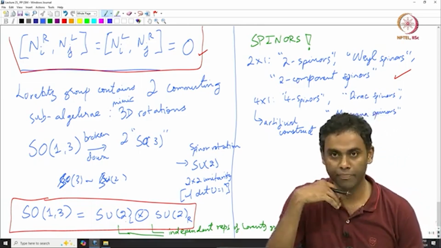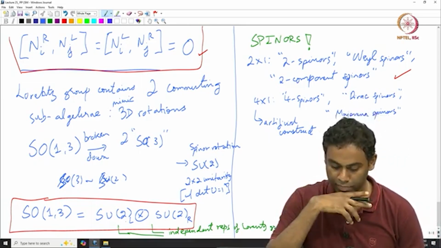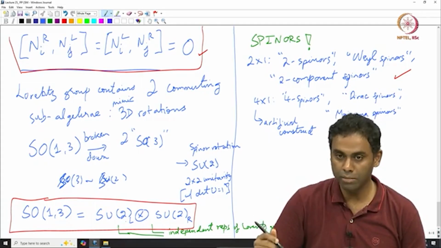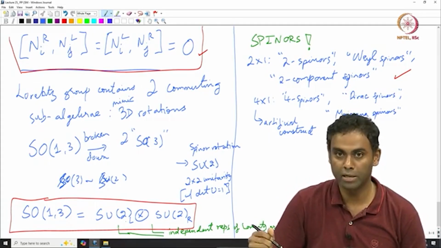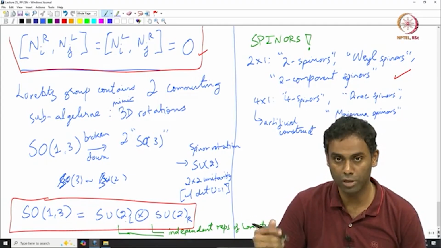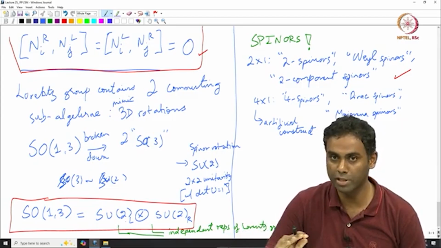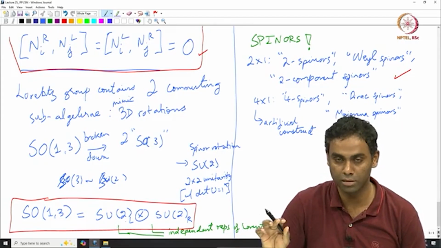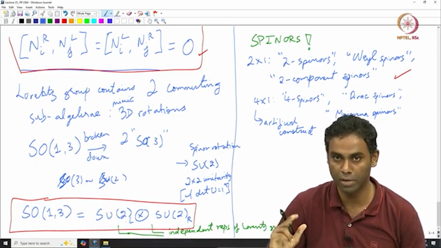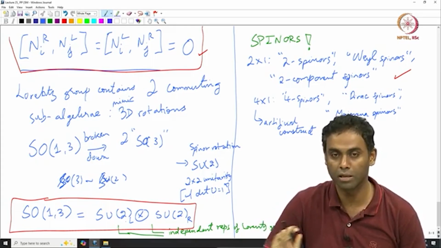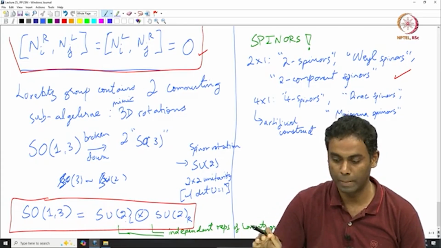What have we learned here? That spinors are nothing but yet another independent representation of the Lorentz group. In fact, this is the smallest non-trivial representation of the Lorentz group. Okay? If you forget everything else in this course, don't forget this, that spinors which describe fermions that make up matter are nothing but yet another representation of the Lorentz group.